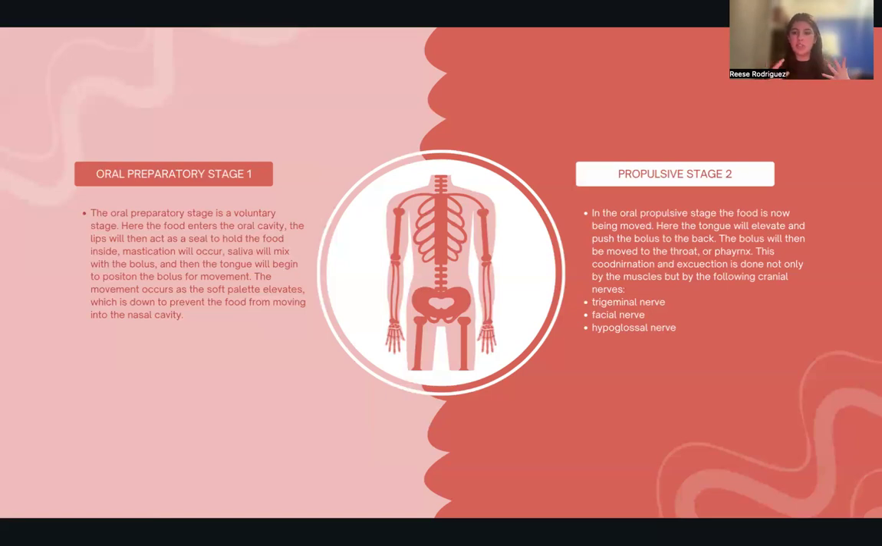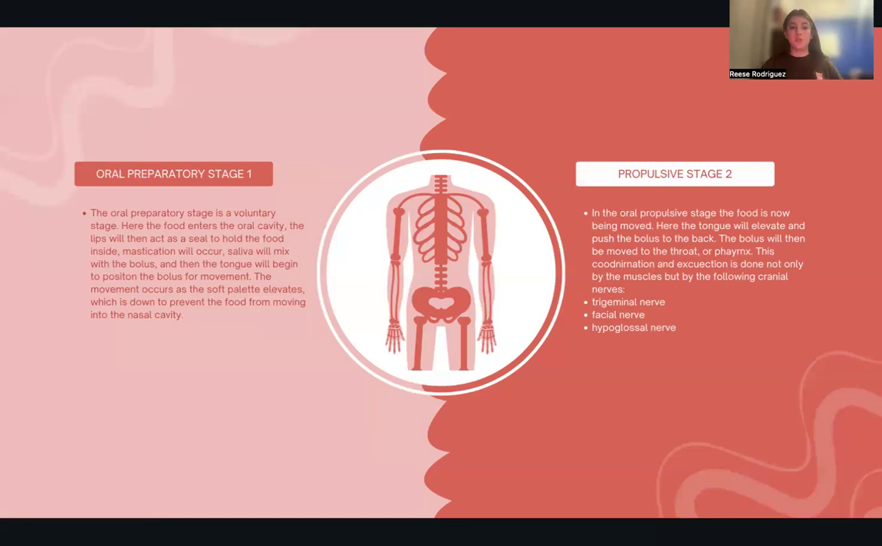And the coordination and execution of this is, yes, done by muscles and articulators like your teeth, your tongue, but it also involves some cranial nerves. So you have your trigeminal nerve, your facial nerve, and your hypoglossal nerve. So this is going to control your face movement and your tongue, like all those different articulators that are working together.